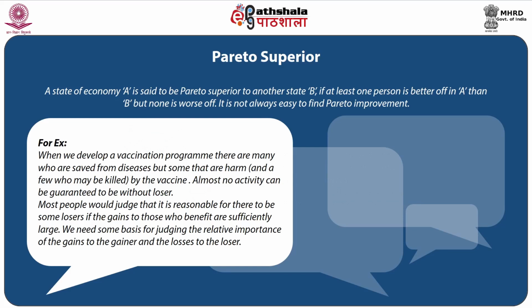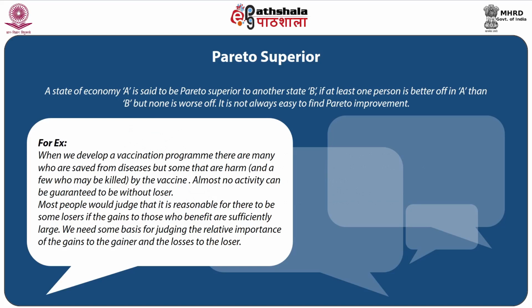It is not always easy to find Pareto improvement. For example, when we develop a vaccination program, there are many who are saved from the diseases, but some that are. Another concept that we have to know here is Pareto improvement. It is based on individuals and their welfare. The welfare of the community is seen as being made up of the welfare of individuals. Example, people gaining utility from benefits to others, but welfare of society is different from the sum of individual utilities.